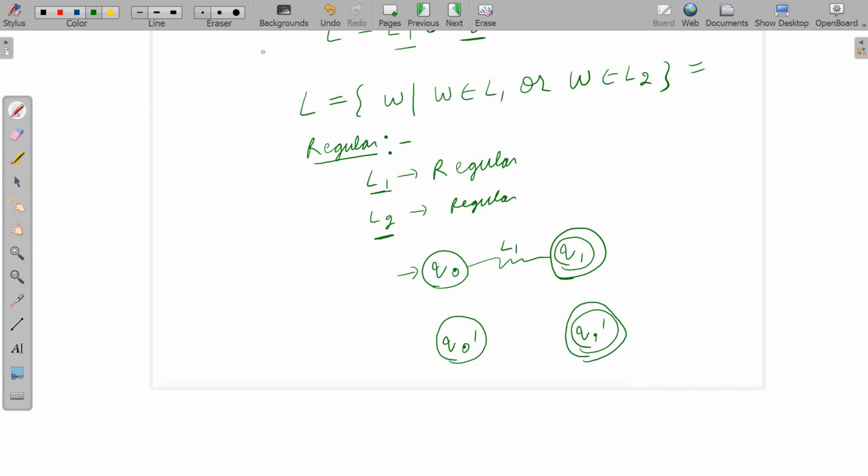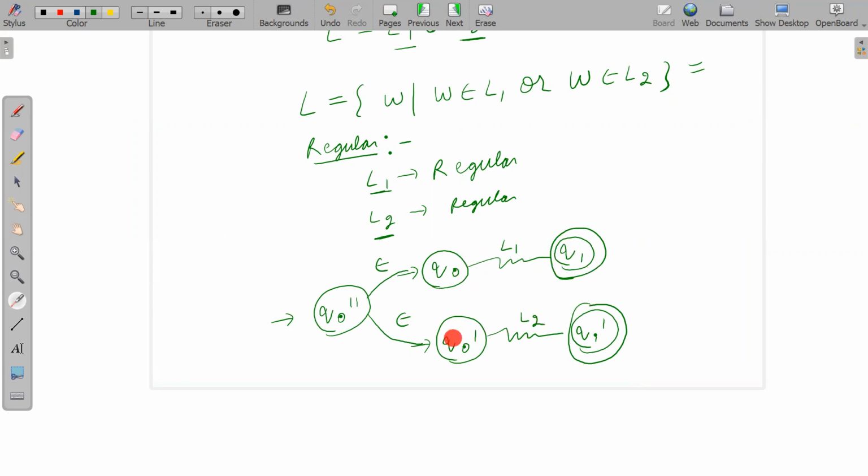This FA is accepting L2. Now, to get the FA for L1 union L2, I will make a new initial state Q0 double dash, and apply a null move to both the states. So now this is the converted automaton, which will accept the L1 union L2 language.